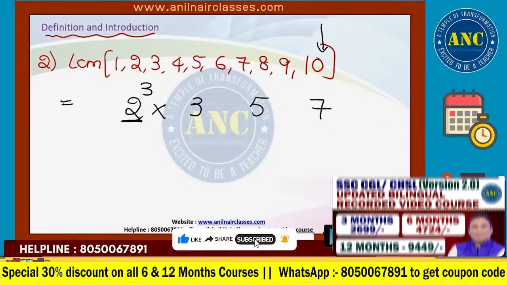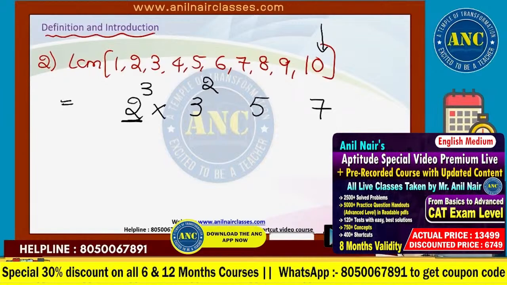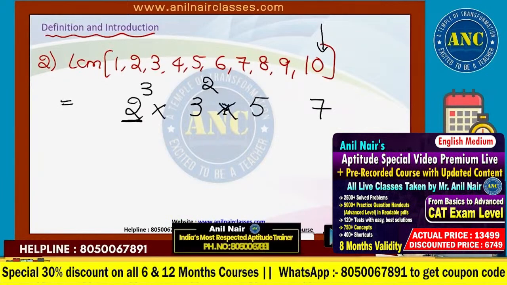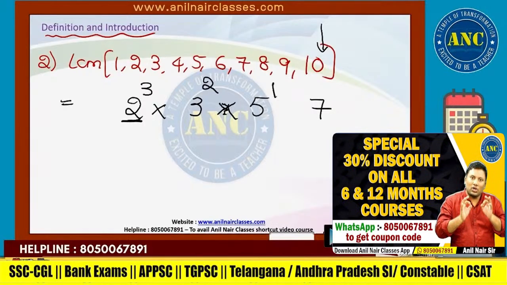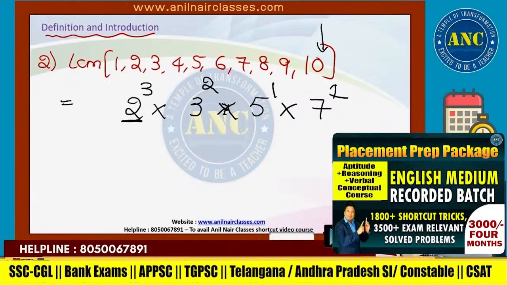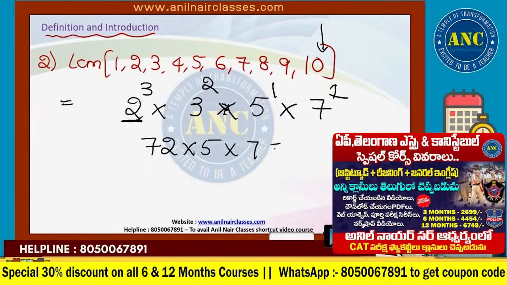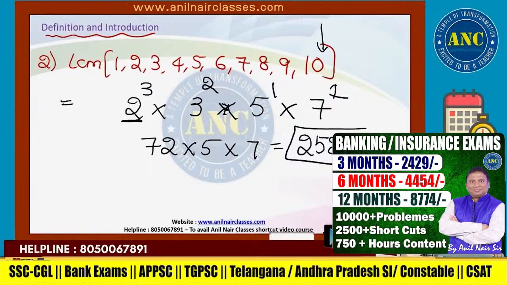What is the highest power of 3 till 10? 3 square is 9. 3 cube is 27. So 3 square. What is the highest power of 5 till 10? 5 square is 25, so it is 5 power 1. Next it is 7 power 1. So 72 into 5 into 7, which is nothing but 2520. LCM of 1 to 10.